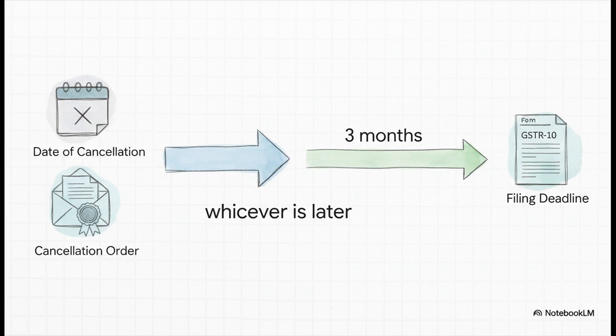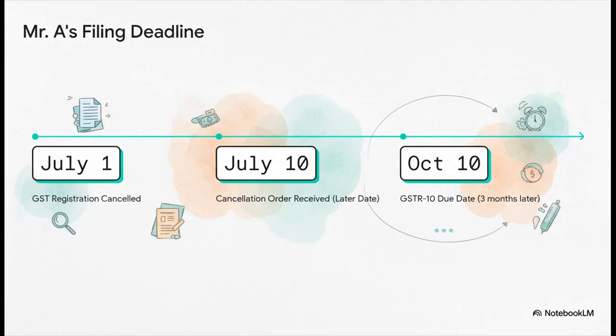And here's the crucial part. You take whichever of those two dates is later. That little detail is designed to give you the maximum amount of time. Let's make this super clear with a quick example. Take Mr. A here. His GST registration was canceled on July 1st, but the actual order didn't arrive until July 10th. So, which date does he use? The later one, right? So his 3 months countdown starts from July 10th, which means his GSTR-10 is due by October 10th. See? Pretty straightforward when you break it down.